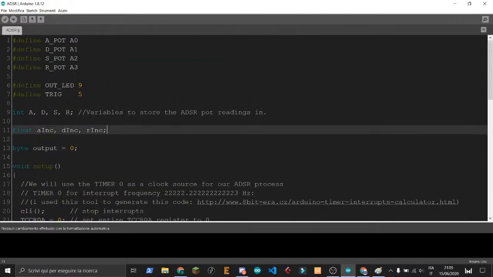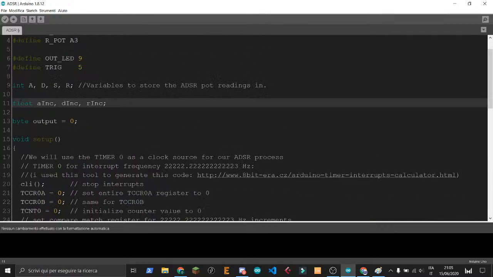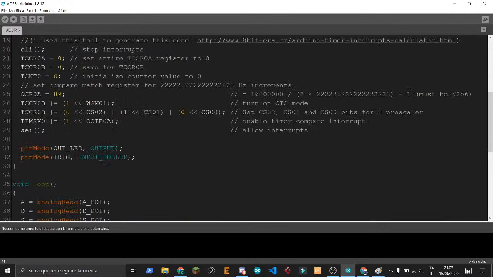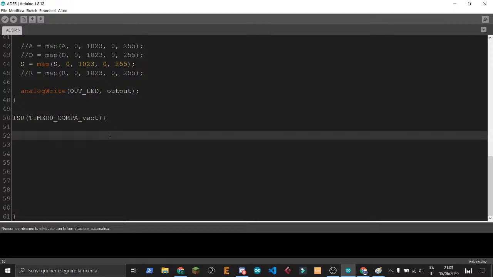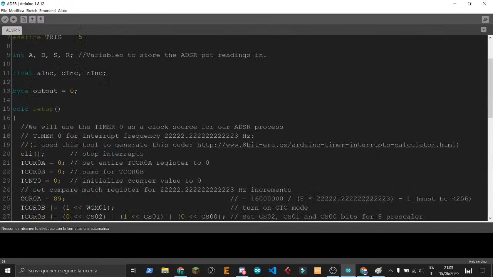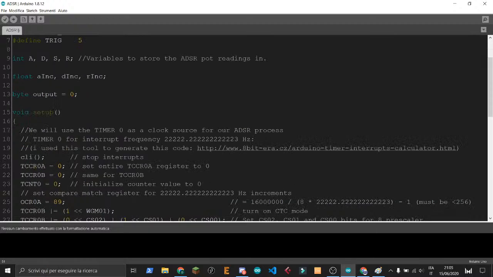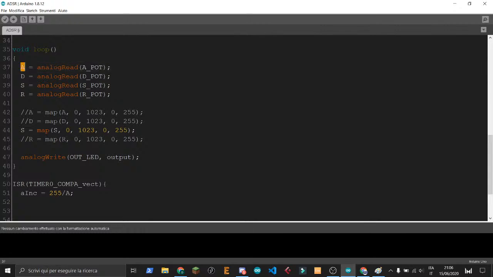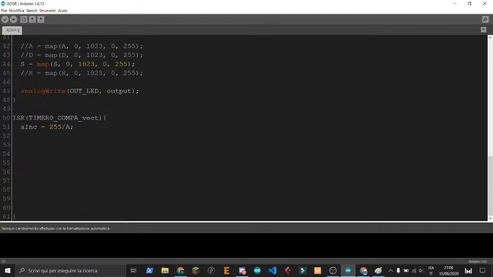Okay, so how do we calculate those increments? For the attack, it's pretty simple. We just say a inc is equal to 255 divided by a, and a is a variable that I declared here before that just takes the analog value that we read through the analog pin, and it goes from 0 to 1023.